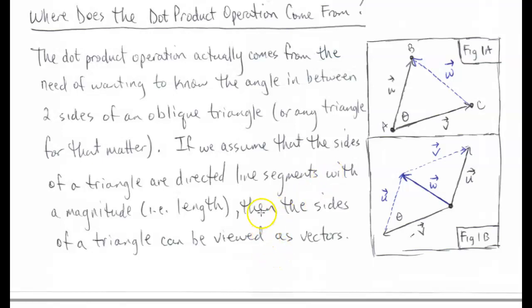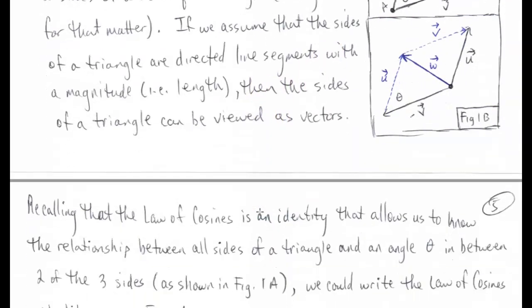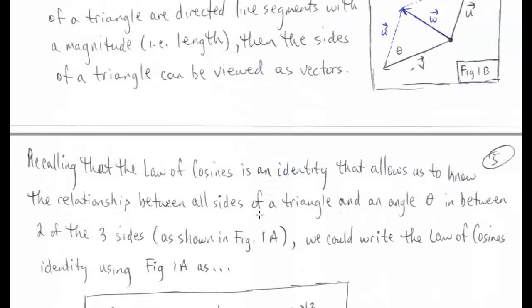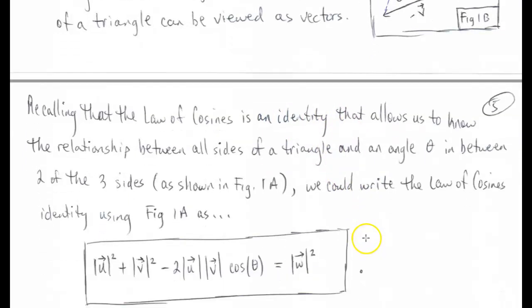So if we take that into account, and we recall that the law of cosines is an identity that allows us to know the relationship between the sides of a triangle and an angle between two sides of the three sides of the triangle, then we know that we could rewrite that law of cosines formula this way, okay?